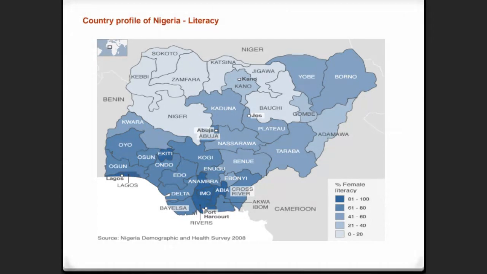You see. But states like Borno State, Yobe, and of course Kaduna, Plateau, Taraba, and Nasarawa seem to reflect much higher literacy rate compared to Sokoto, Zamfara, Kebbi, and Niger, which has a literacy rate of from say 41 to 60%. All right. So this is with regards to the Nigerian literacy rate.